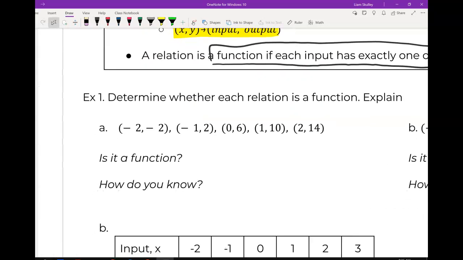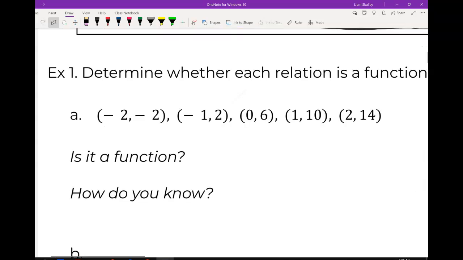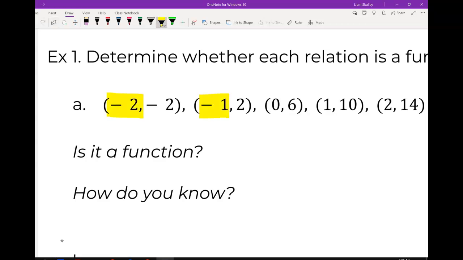For these first few examples, we're given a set of points, and it's asking us to determine whether each relation is a function, and it wants a short explanation. We're given a bunch of ordered pairs here, and remember our x values are our inputs, our y values are our outputs. As we start out, I'm going to highlight all of our x values in yellow and write underneath them x, x, x, x. In a second color, I'll highlight all my y values and label them y, y, y, y.